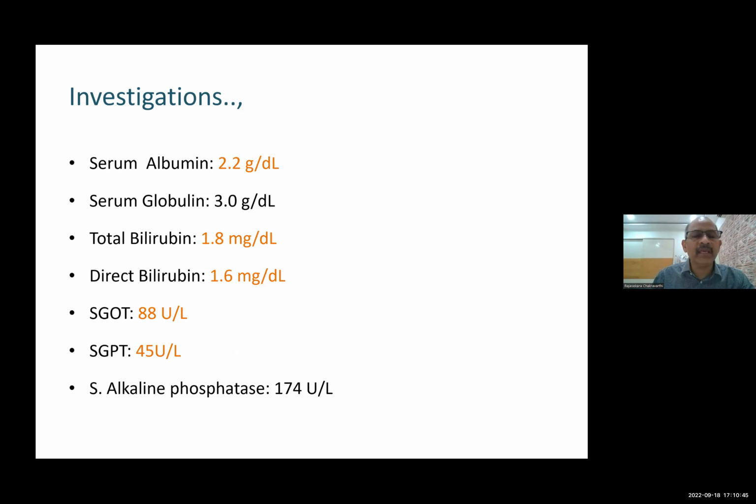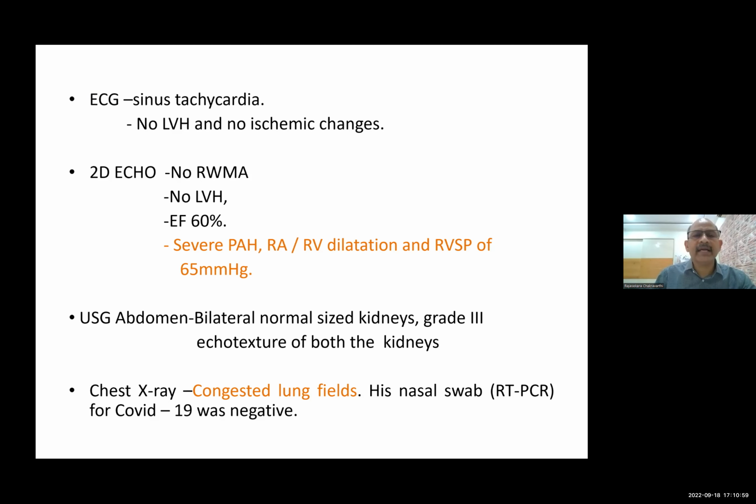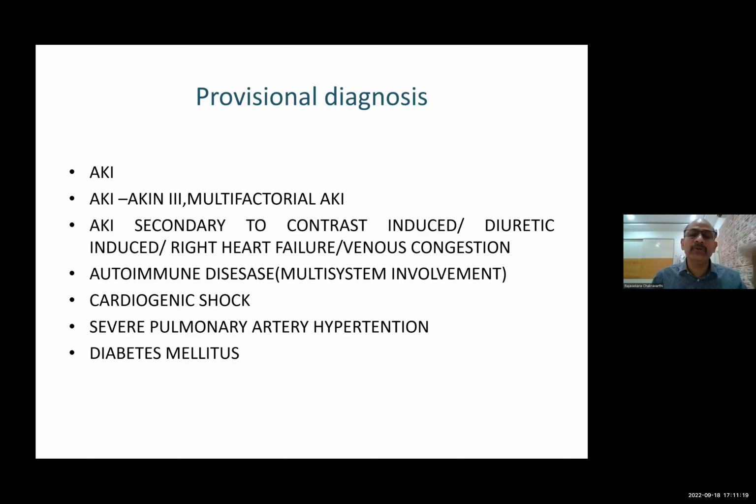With this, we made a tentative diagnosis of multi-organ involvement. Albumin was low, bilirubin was elevated, SGOT, SGPT were also on the higher side. Tachycardia was significant. Echo showed RA, RV dilatation with significant PAH, but the ejection fraction was all right. Ultrasound showed normal kidneys, and X-ray showed congested lung fields. COVID was negative. The provisional diagnosis, as I told you, was multifactorial AKI, secondary to contrast, drug-induced, and also cardiorenal, as he had a right heart failure. Cardiogenic shock was there, and background of diabetes mellitus.